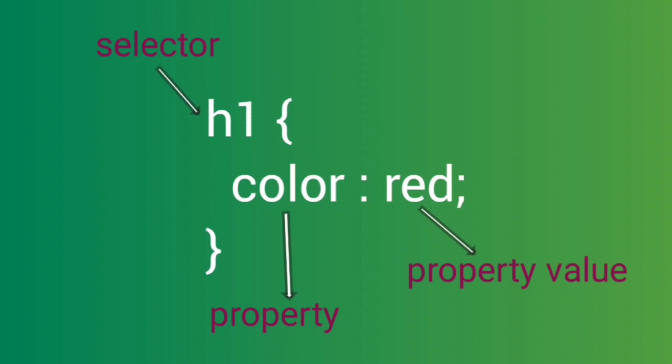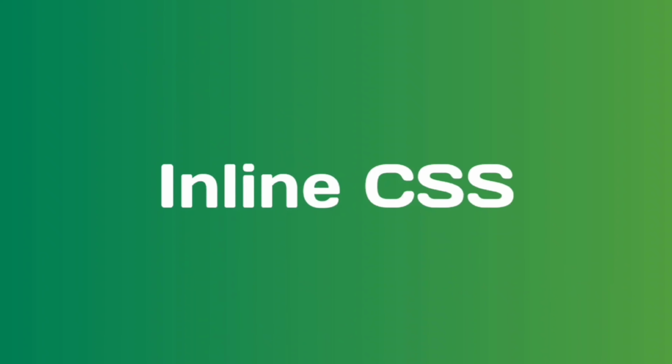When a browser reads a style sheet, it will format the HTML document according to the information in this style sheet. There are three ways of inserting a style sheet: using inline CSS, using internal CSS, or by using external CSS files. So let's learn them one by one. First comes our inline CSS. Let's get started by writing some code.